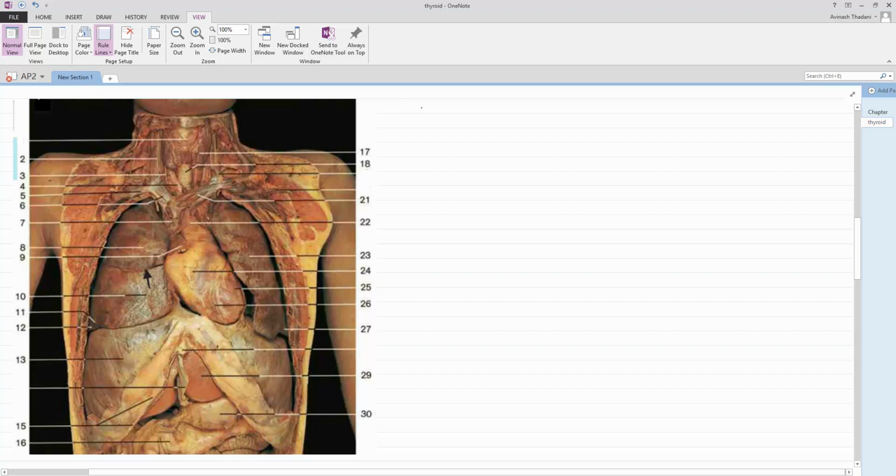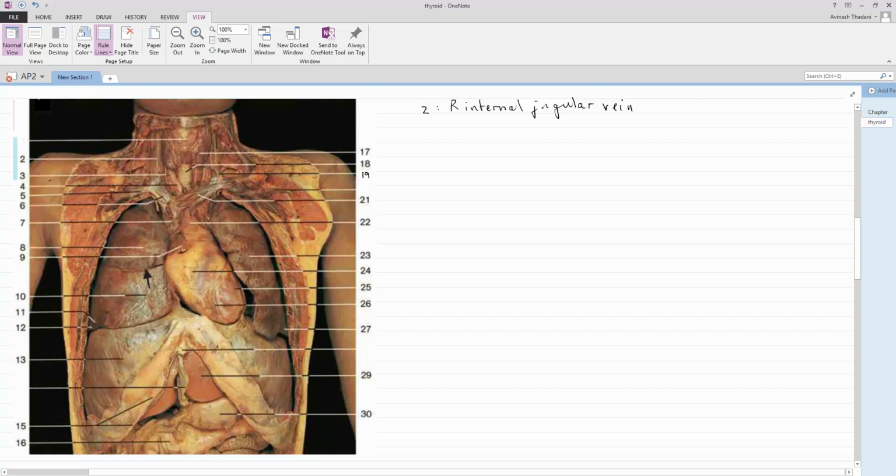So that we go in numerical order, number 2 over here, which is this structure here, this is the right internal jugular vein. And the corresponding structure on the other side is here. That's actually not even labeled over here. So that's maybe 19. I think it skipped a few numbers. Yeah, that's probably 19. So 19 is the left internal jugular vein.